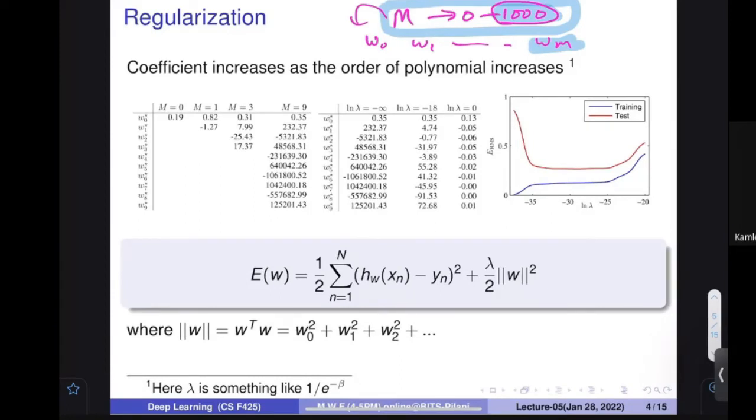The effect is going to be this: you are limiting the values of W's, so you are restricting the system not to learn very well. It should learn well, but not learn so very well that you overfit.